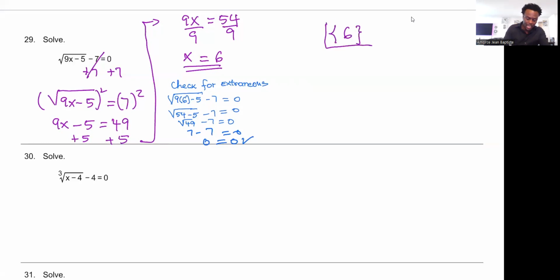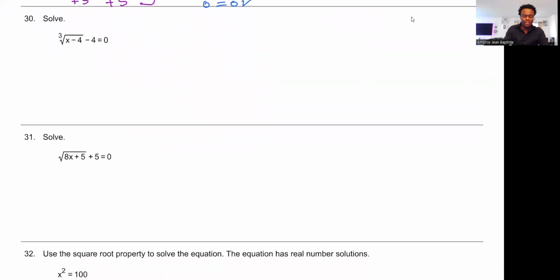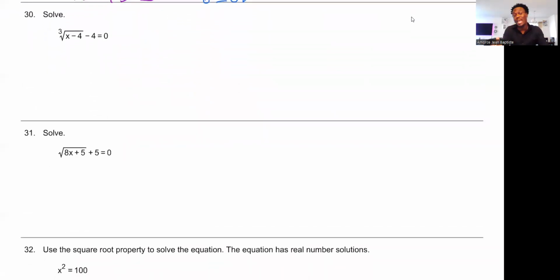And we must do that every time we have an even index. We must check for extraneous solutions every time we have an even index. Since I said it's when you have an even index, in this case we do not have an even index, so we can solve. The only time you can check is to verify your equation to see if you did good work on your equation. Otherwise, there is no need for you to check for extraneous solutions.